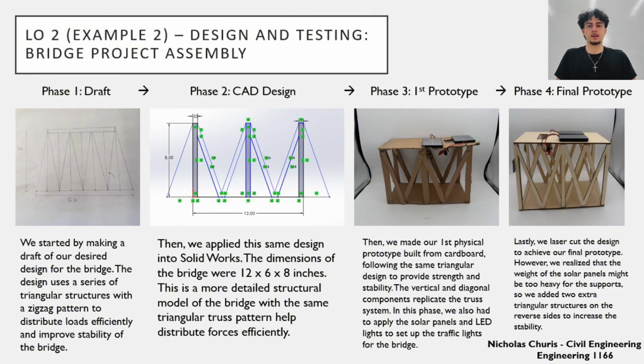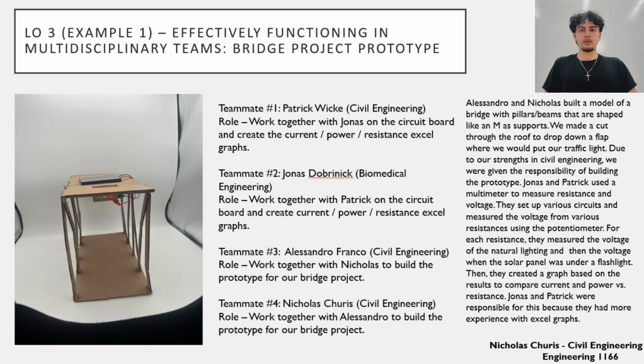Then we applied the same design into SolidWorks. Then we made our first physical prototype built from cardboard using this exact same design, and we also added the solar panels and LED lights. Then for our final prototype, we used the same design, but we added 2 extra triangular structures on the reverse sides for each side because we needed extra stability, and we needed the bridge to be able to hold up the solar panels.